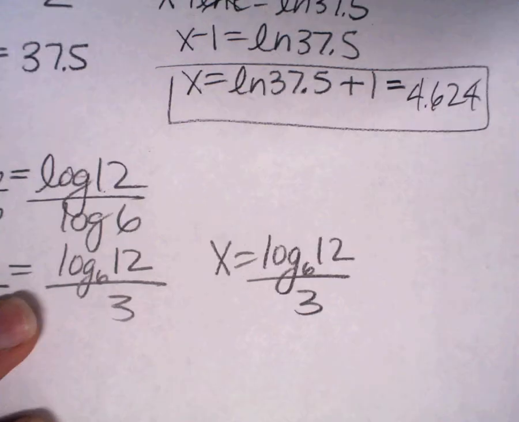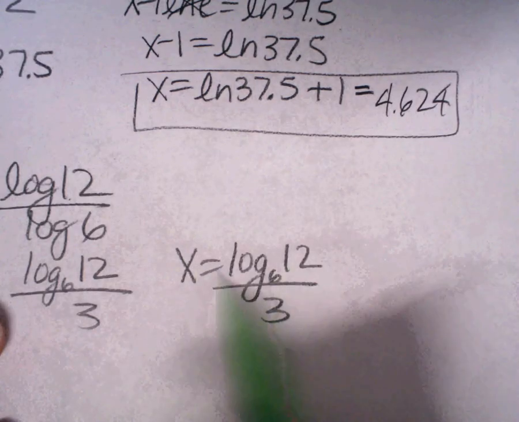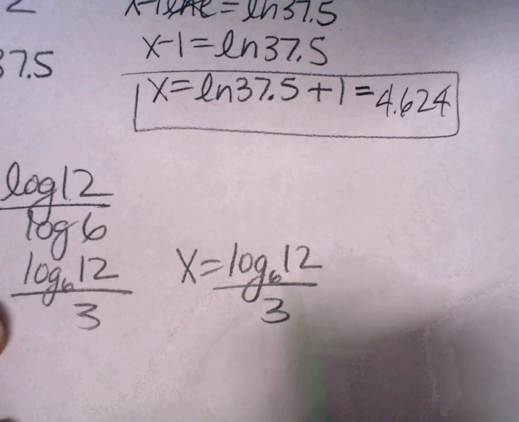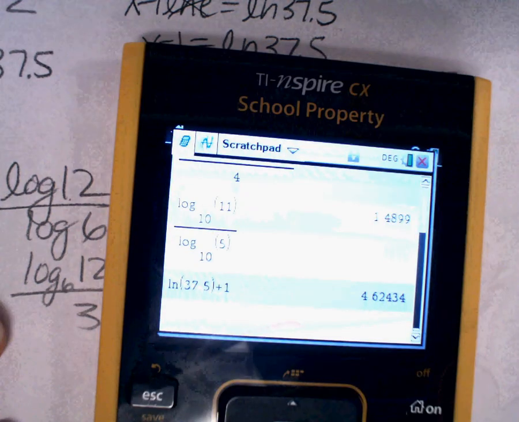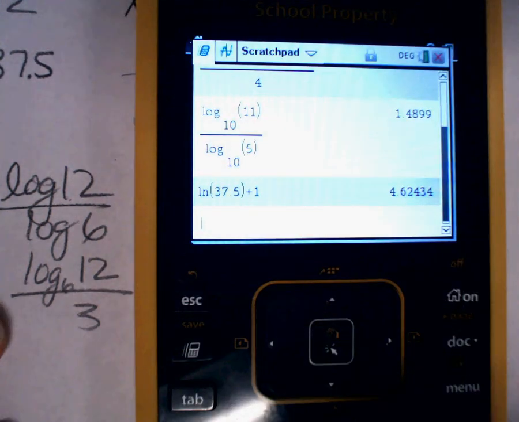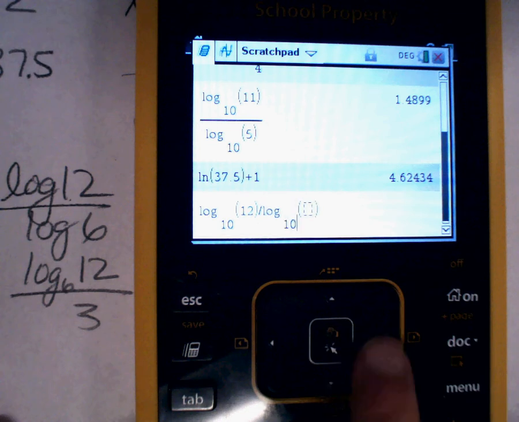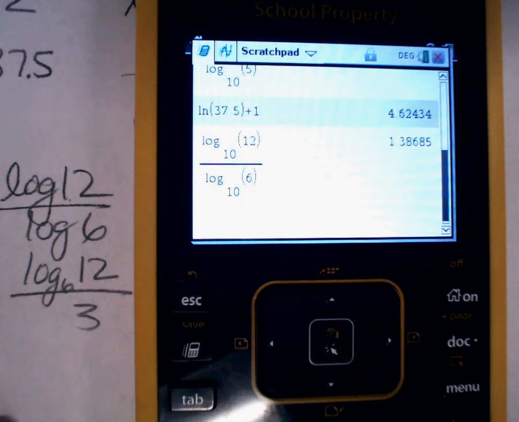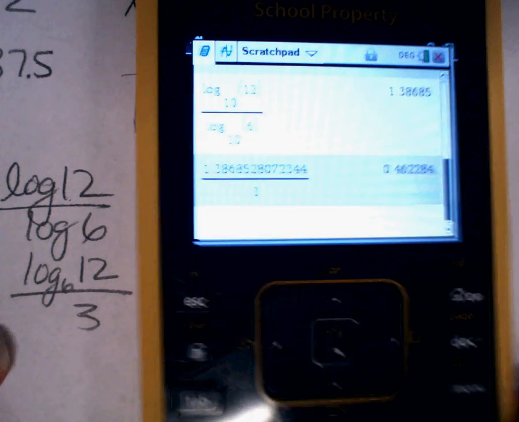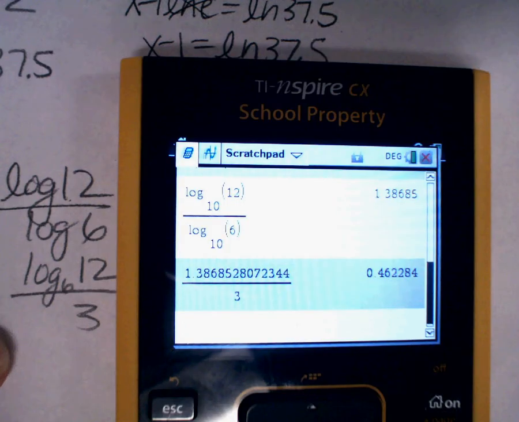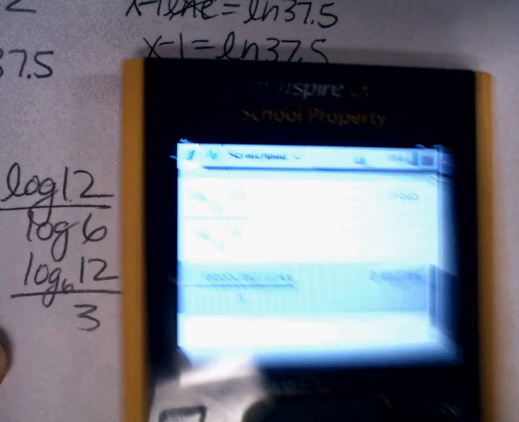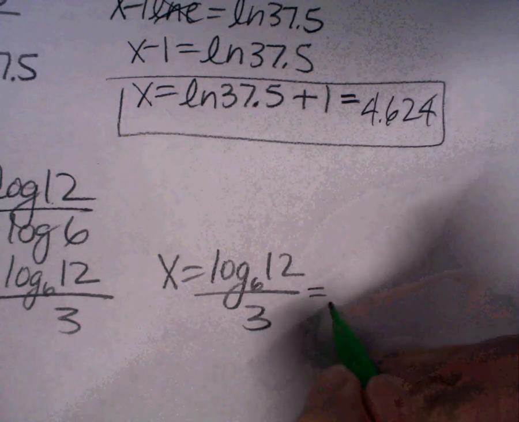But to type this in, up top, I'm going to do log 12 divided by log 6, press enter, and then divide by 3. So you're going to see log base 10 of 12, divided by log base 10 of 6. Okay, and I'm not done, because now I'll divide that answer by 3. It's best if you separate when you do your calculator stuff. It may not know what you're wanting. So 0.462.